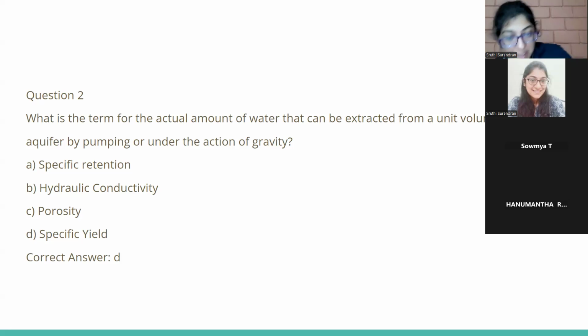Hydraulic conductivity and coefficient of permeability are all terms that depict the ease with which water will flow in the aquifer. Porosity is the total volume of voids to the total volume of the soil. So for this, the correct answer would be option B.